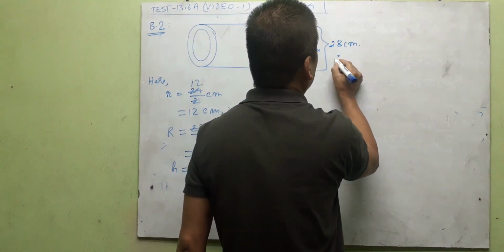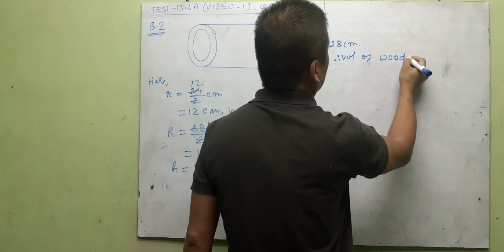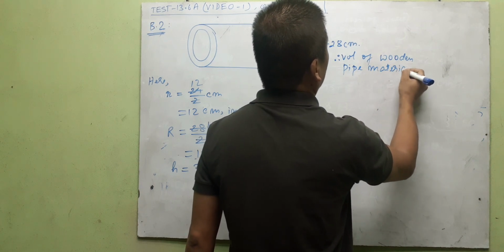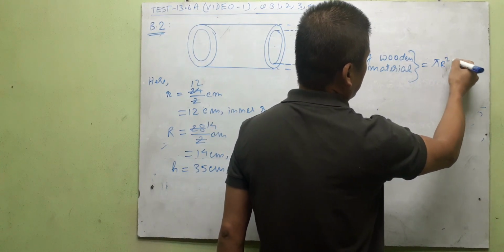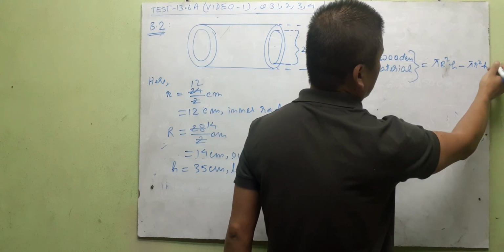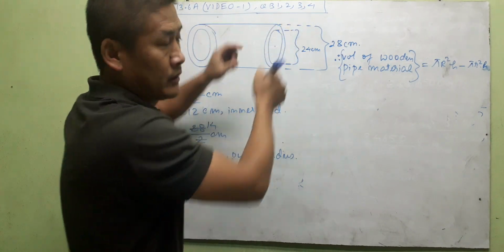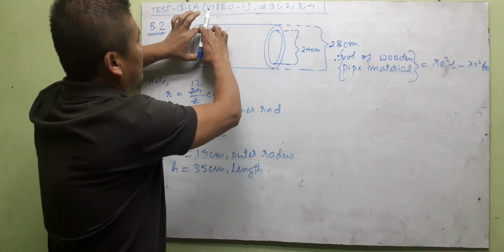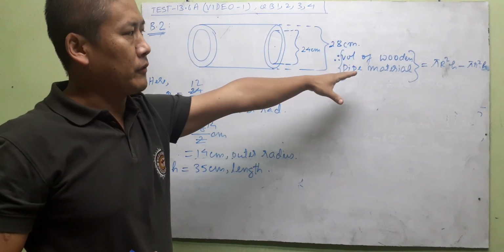Therefore, the volume of the wooden pipe material, only the volume of the material, will be equal to outer volume pi capital R square H minus inner volume pi small r square H. H will be the same whether inside or outside, the length measured outside and inside is the same. So the outer volume, the big whole thing, minus the inner volume, the hollow portion, leaves you the material only. We want the volume of the material because we want to find the mass of the wood material.